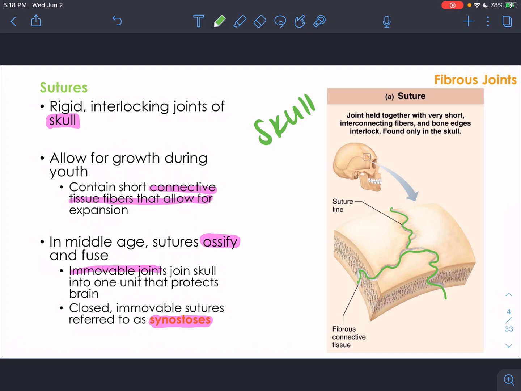Right between your frontal bone and your parietal bones, so this is your frontal bone, you have your parietal bones back here, you have your coronal suture. You have your squamous suture between your parietal and temporal bones. And then between your parietal and occipital bones, you have your lambdoidal suture. So those are all different types of these sutures.